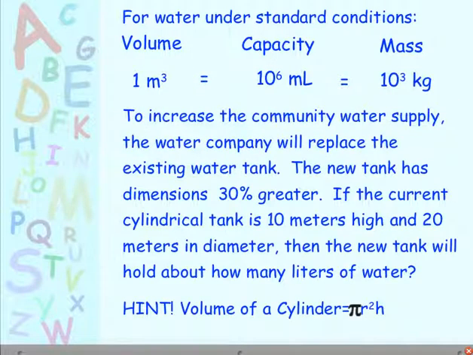Okay. Increase a community water supply. The water company will replace the existing water tank. The new tank dimensions are 30% greater. So if the current one is 10 meters high and 20 meters in diameter, then the new tank will hold about how many liters of water. Your hint here: find the volume of the current tank, make the dimensions 30% greater and find that volume. And then transfer that into liters. So you're going to get something in meters cubed. You need to convert that into liters of water.